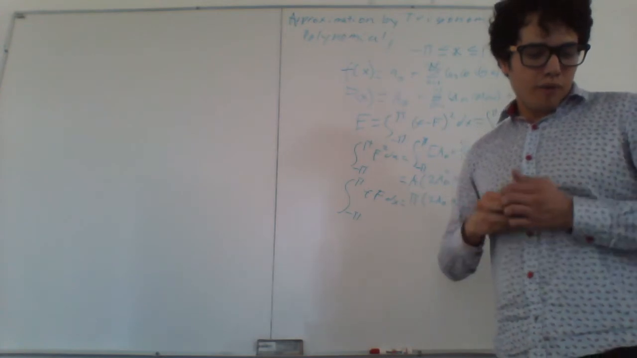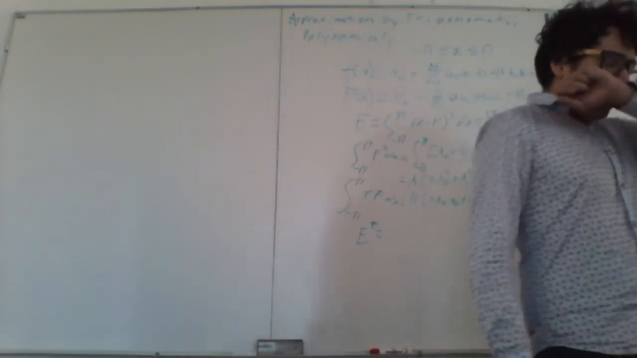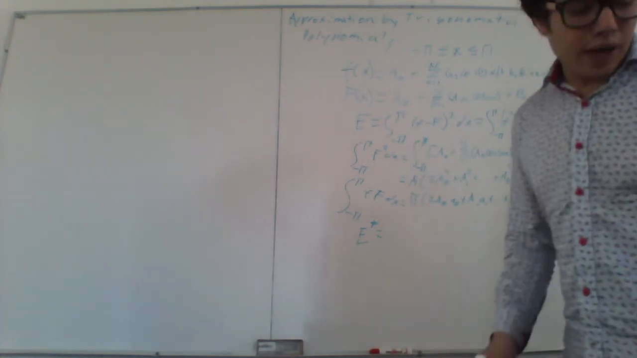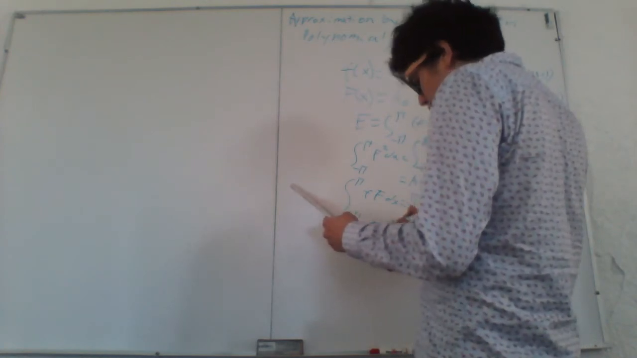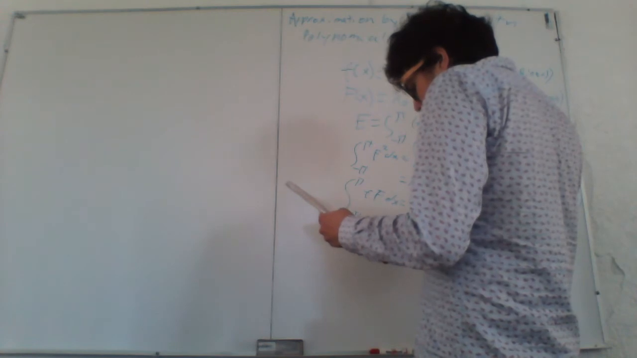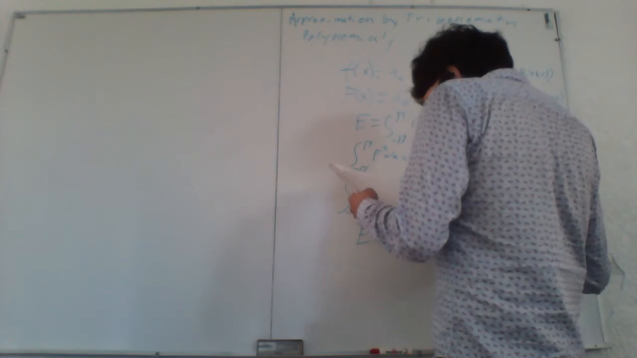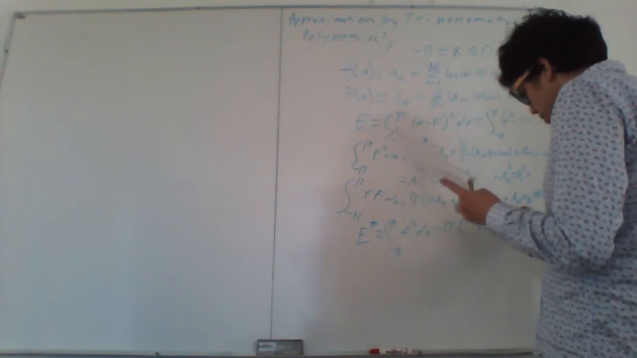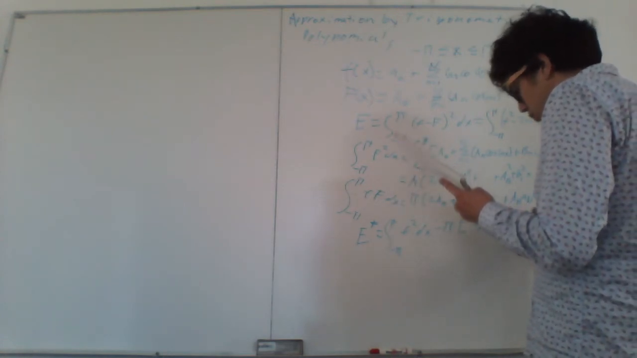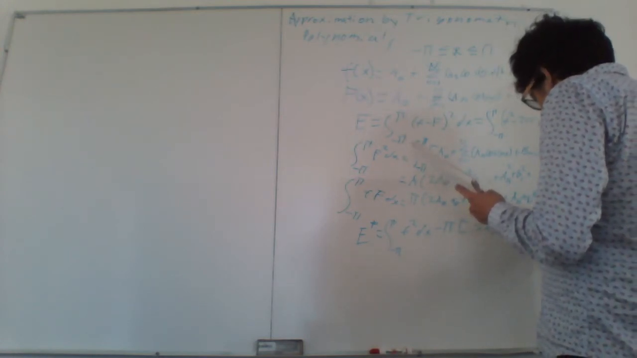Okay, so for this, the error is equal to the integral between minus pi and pi of f squared dx minus pi times (2a0 squared plus the summation between n and N of an squared plus bn squared).